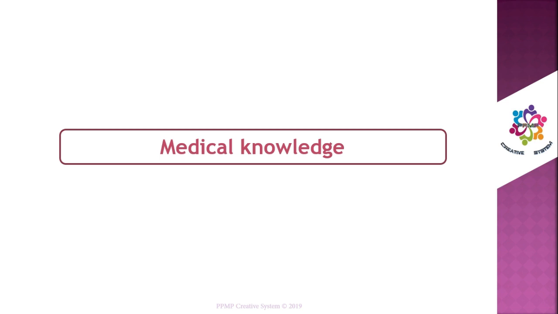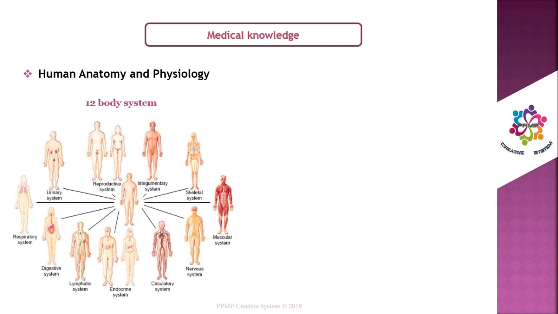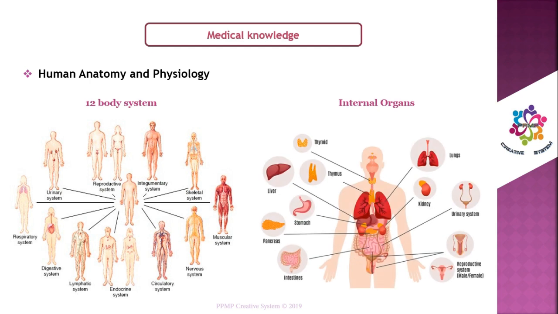Number 2, medical knowledge. Human anatomy and physiology, which includes the 12 body systems and their functions. The coding manager will ask you to explain any 2 body systems, or they ask about any particular body system directly. So be aware of all 12 body systems with their functions. If you want to know the 12 body systems, check the link in our video description or click our channel icon. Internal organs: they may ask you to explain any organ with its function.